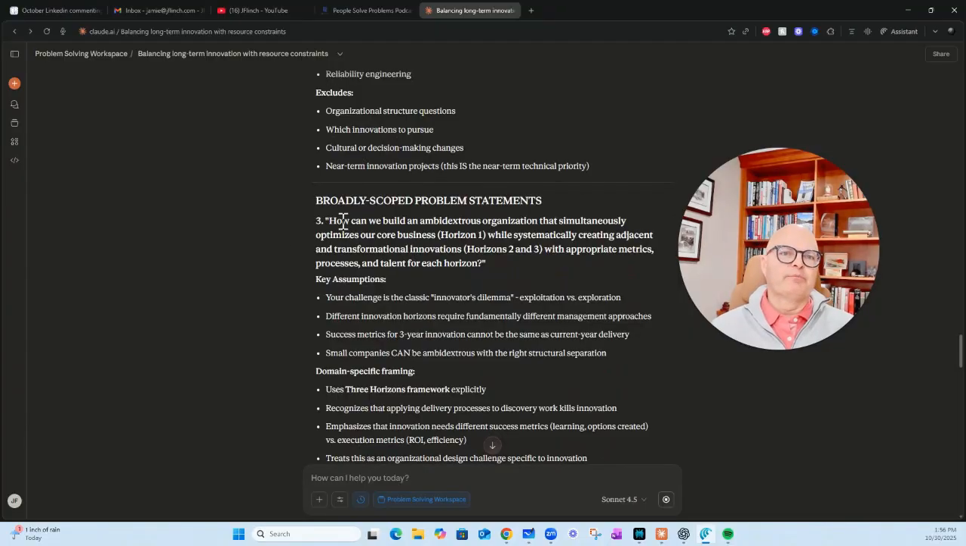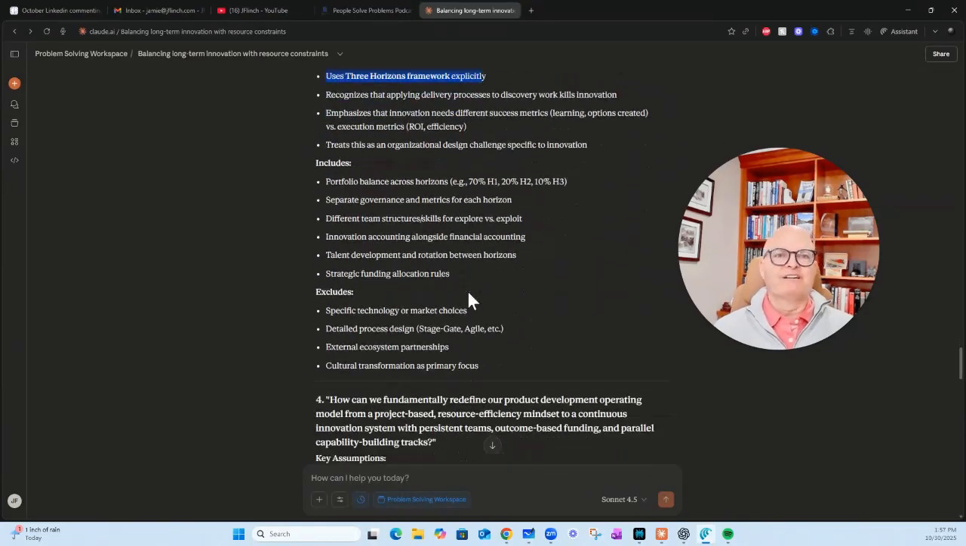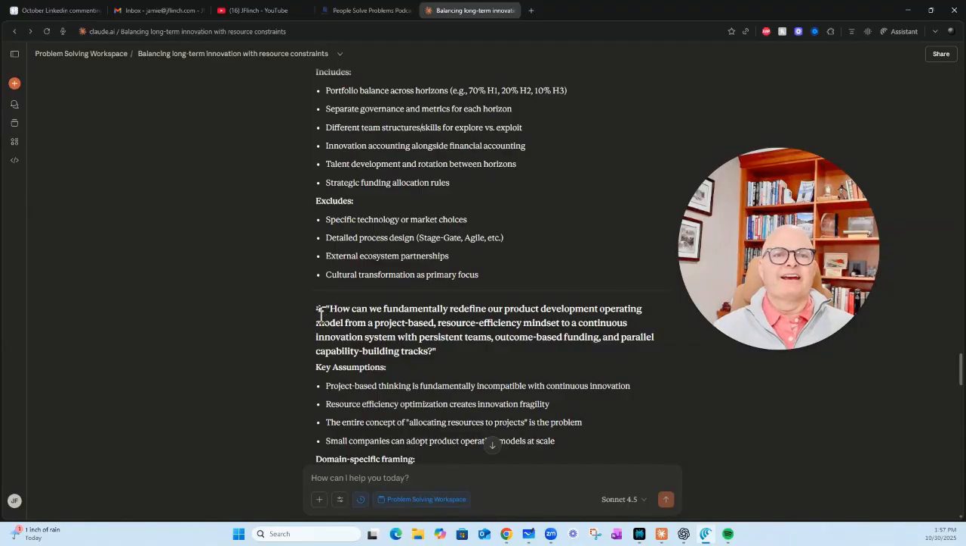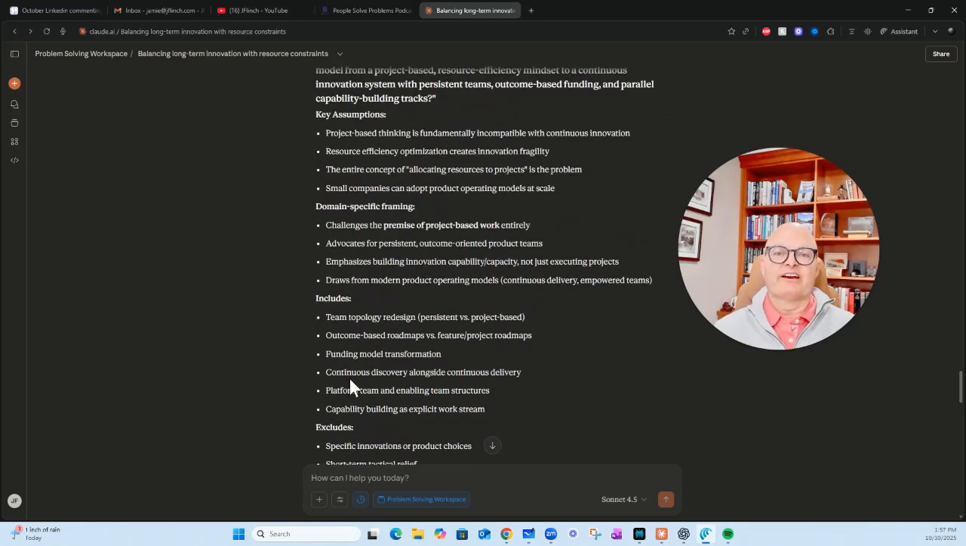More broadly, build an ambidextrous organization on multiple time horizons, sort of working on a fundamental, as it says here, uses the 3 horizons framework, a framework around innovation. So it's going to pull from that. And how can we fundamentally redefine our product development operating model? So that's actually closer, I think, to a problem-solving coach, but it still leaves a lot of opportunities as we go forward.